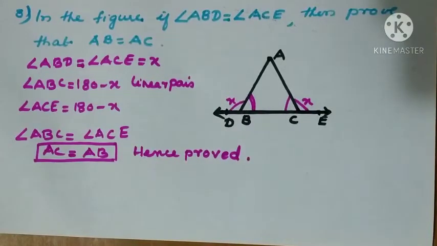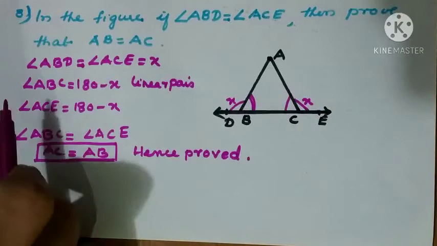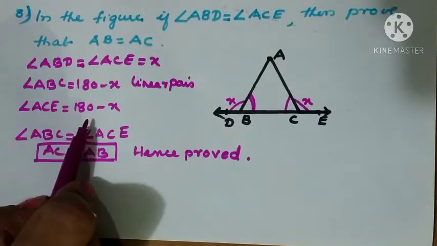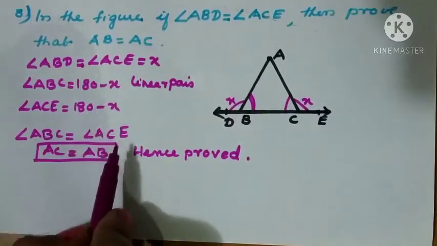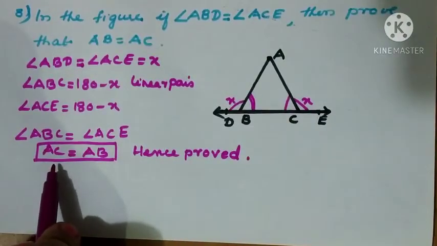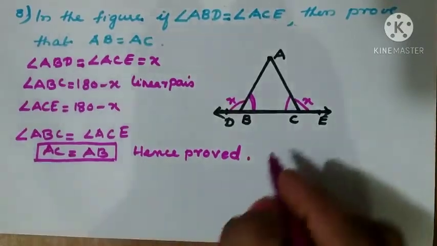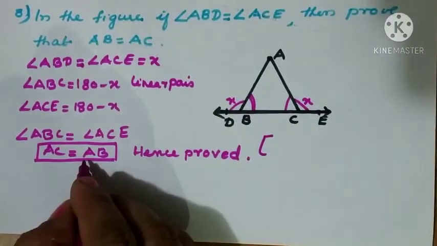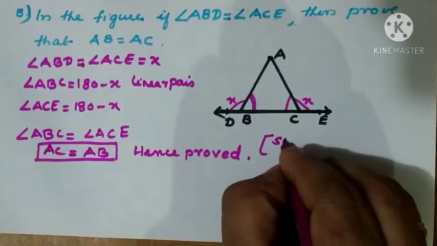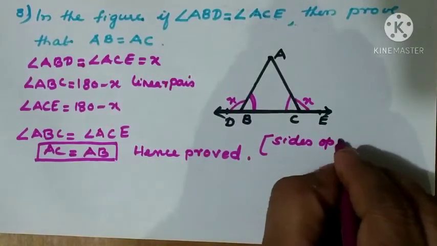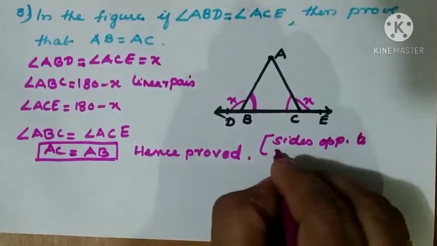So here we are having 2 mark questions only, so it is easy to do the sums. Only proof part we have to do, or any other construction is there, that must be done. Angle ABD equal to angle ACE we have taken as X, the remaining angle, by using the linear pair, that is, we are calculating ABC and ACE equal to 180 minus X. That means both are equal. If both are equal, means what is the opposite side? AC equal to AB we got. So what is the reason we should write? Sides opposite to equal angles.